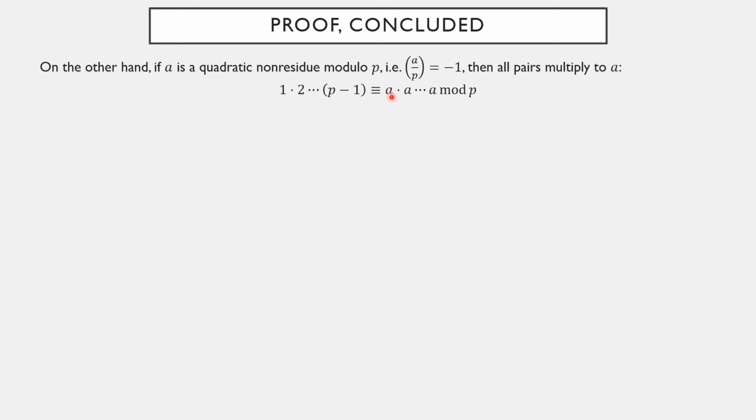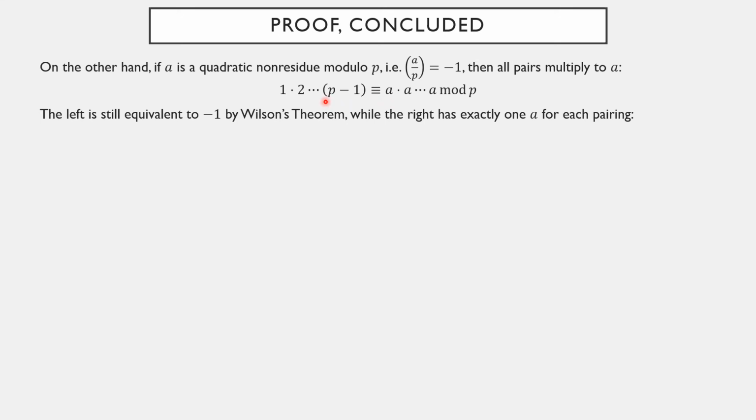Now each a here corresponds to a pairing on the left. So the left is negative 1 by Wilson's theorem, but the right simply has one factor of a for each pair. There were p minus 1 elements over here, so there are half as many pairs. So I simply get negative 1 is equivalent to a to the p minus 1 over 2 mod p. But we do now get our desired result. Since we assumed here a is a quadratic non-residue, this Legendre symbol is minus 1, and minus 1 is equivalent to a to the p minus 1 over 2, and p minus 1 is, of course, phi of p.